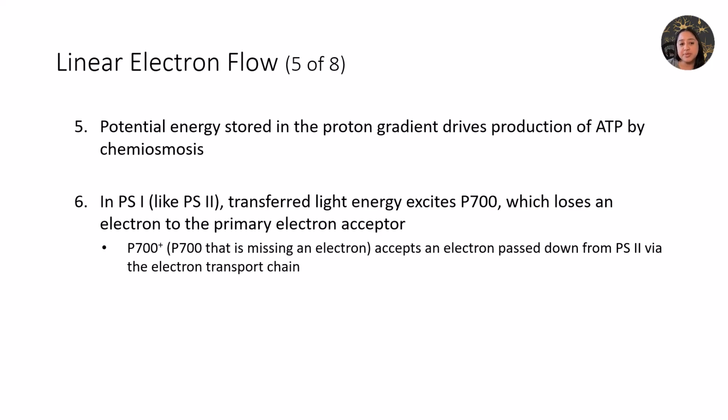And so in PS1, like PS2, transferred light energy excites P700. So then P700 loses an electron to the primary electron acceptor there. And now we refer to it as P700 plus because it's missing an electron. And so P700 plus accepts an electron that gets passed down from PS2 via the electron transport chain.